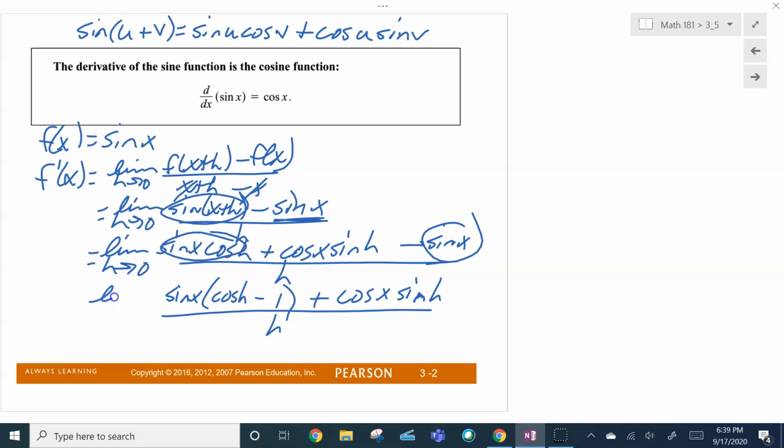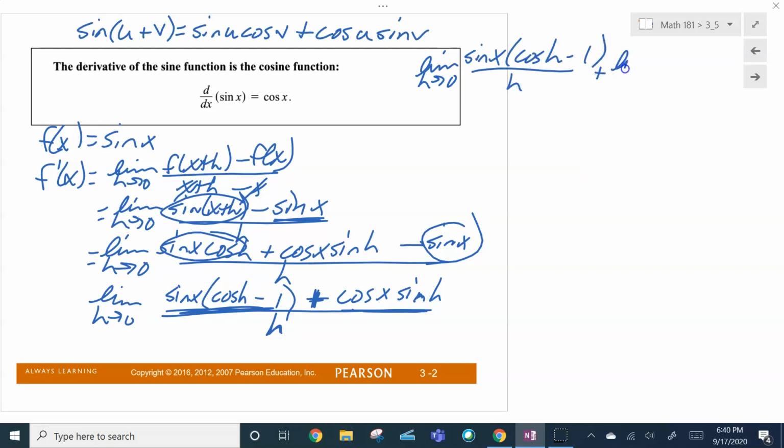It's all over h. Now I've got a sum here, so I have this term over h as well as this term over h. I can split that up, because that's a common denominator. It means I can split up the limit. So I have the limit as h goes to 0 of sine x times cosine h minus 1 over h, plus the limit as h goes to 0 of cosine x sine h all over h.